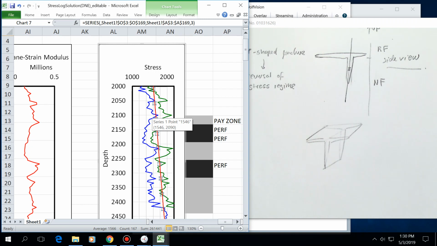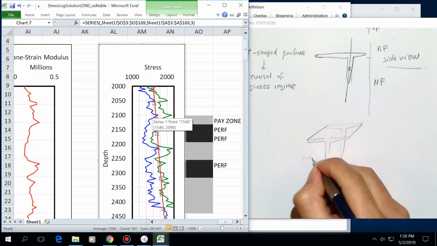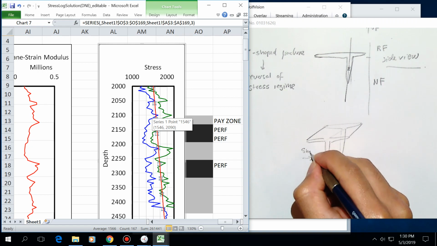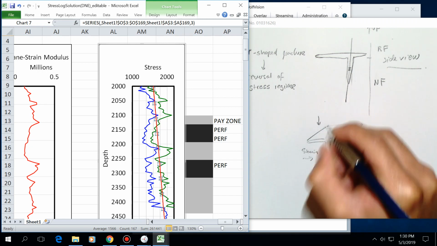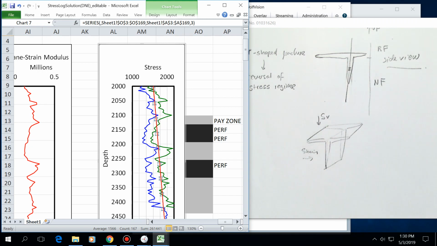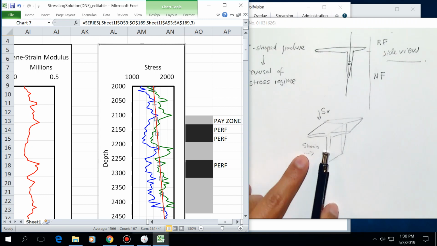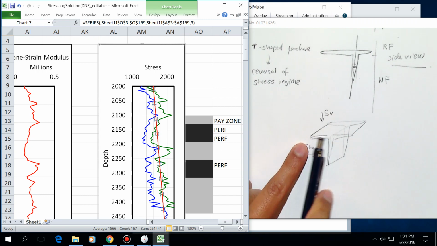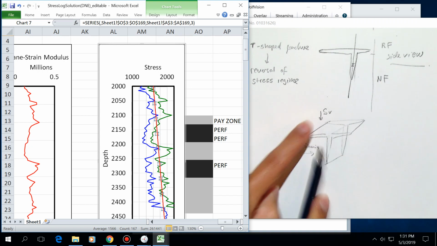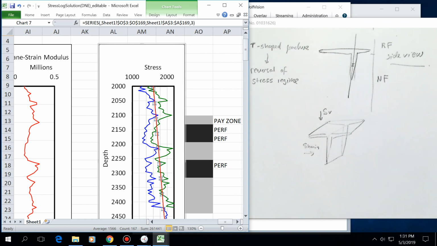Yeah? Which way is SH mean? Well, SH mean is going to be always in the same direction. This is SH mean. And thank you for that comment, Mr. Wheeler. That helps a little bit clarify what's going on. So in this location, S3 is SH mean, but here at that location, S3 is SV. That's why it changes direction.